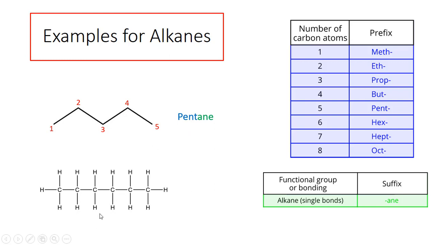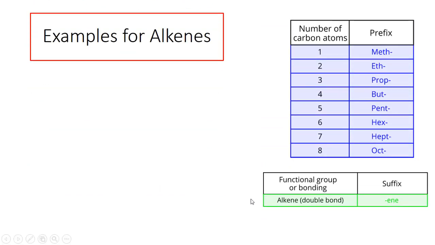We have a displayed formula example here, with 1, 2, 3, 4, 5, 6 carbon atoms. Again, only single bonds, so we know it ends in ane. So we have hex for 6 carbon atoms, ane for alkane, hexane being the name of this hydrocarbon. Okay? Okay, on the contrary, alkenes. So we have the same naming with the number of carbon atoms, that's always what we start with. However, the suffix, the ending, will be different because it will be for an alkene. The ending will be ene.